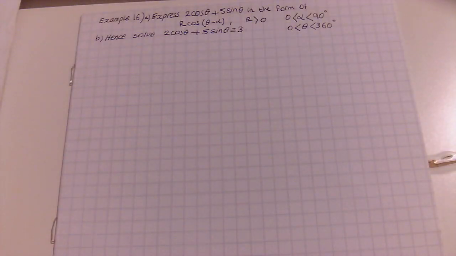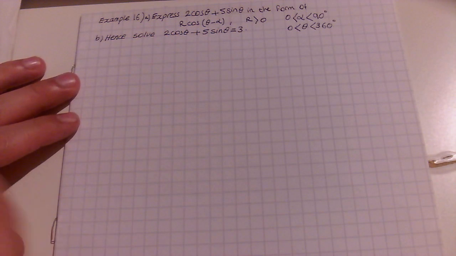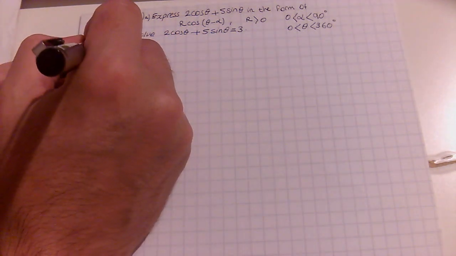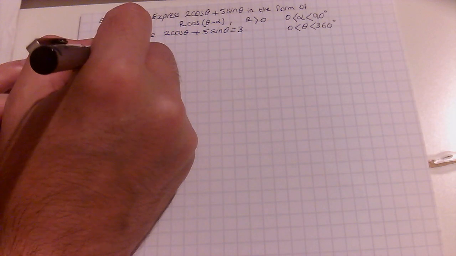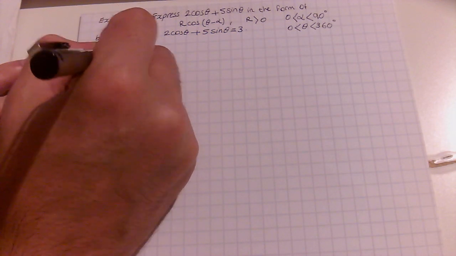In this video, I will go through two examples, Example 16 and 17. Express 2 cos theta plus 5 sin theta in the form of r cos(theta minus alpha), where r is a positive value and alpha is between 0 and 90 degrees. Hence, solve for theta between 0 and 360 the equation 2 cos theta plus 5 sin theta equals 3. For part A of the question, we went through a similar question in Example 14 in the previous video.